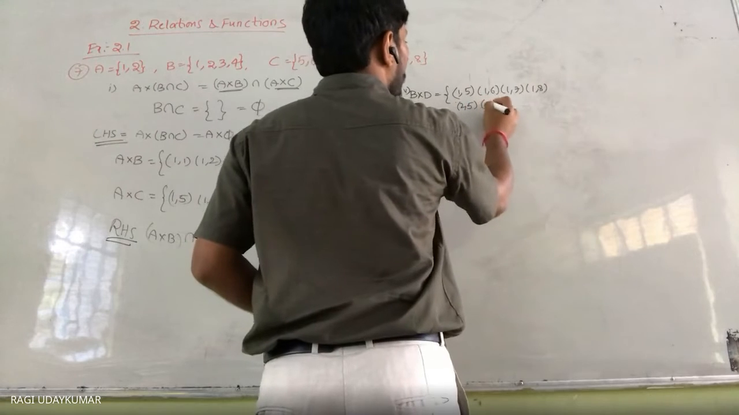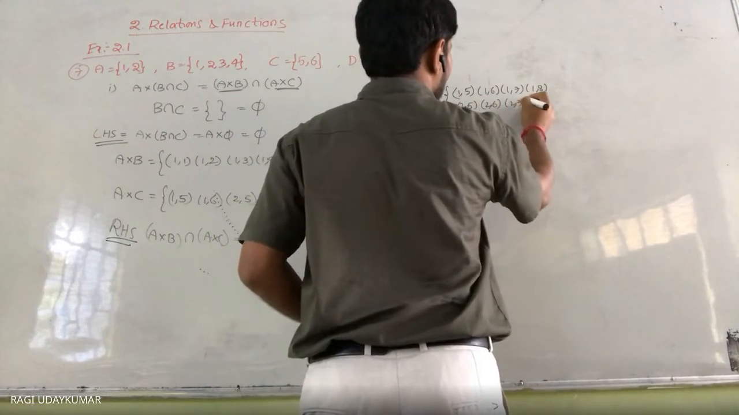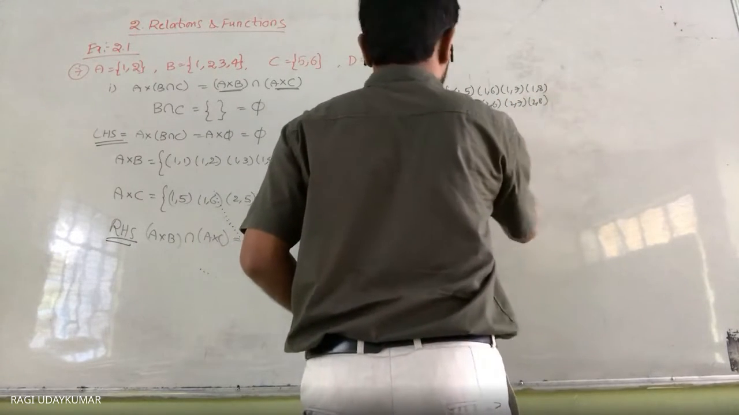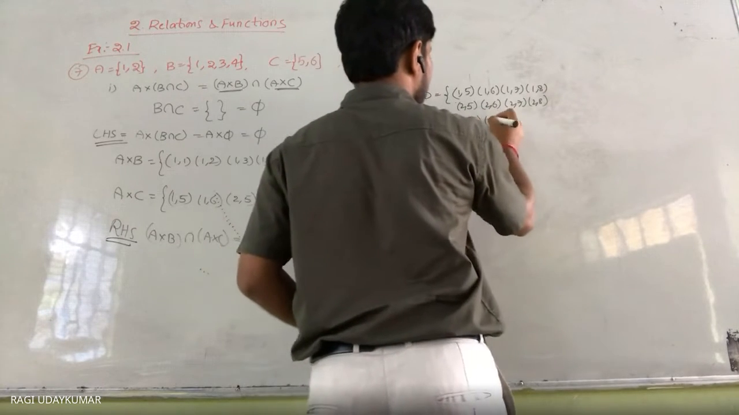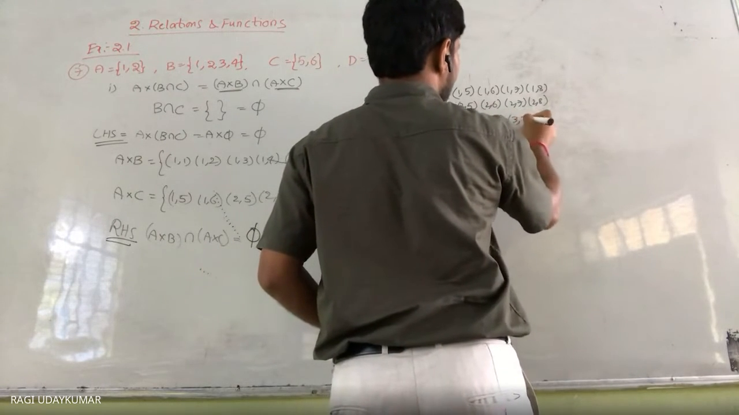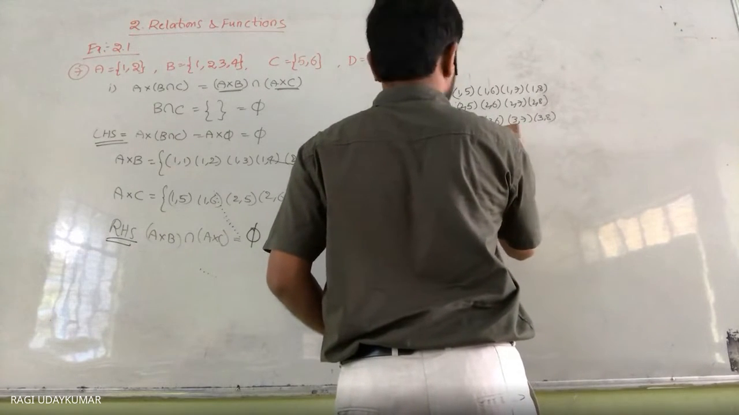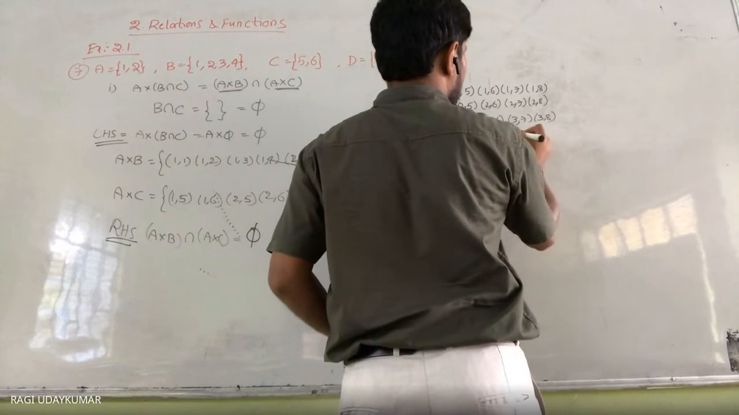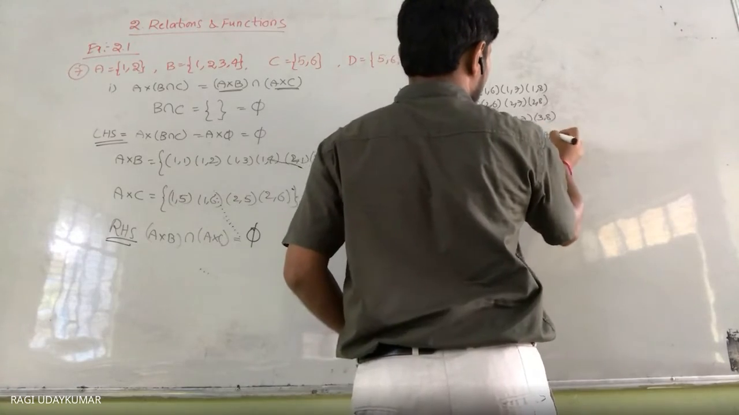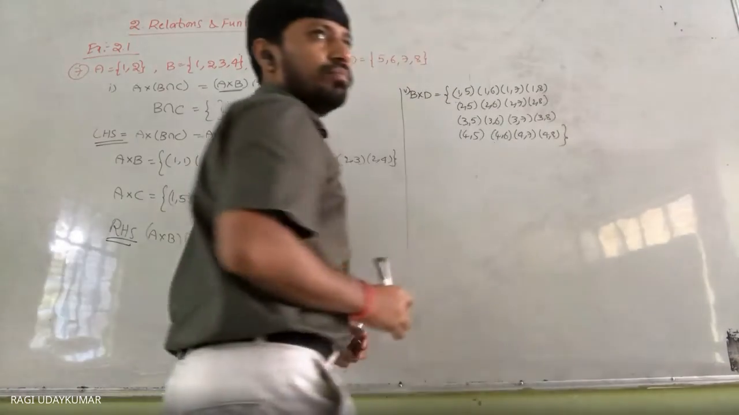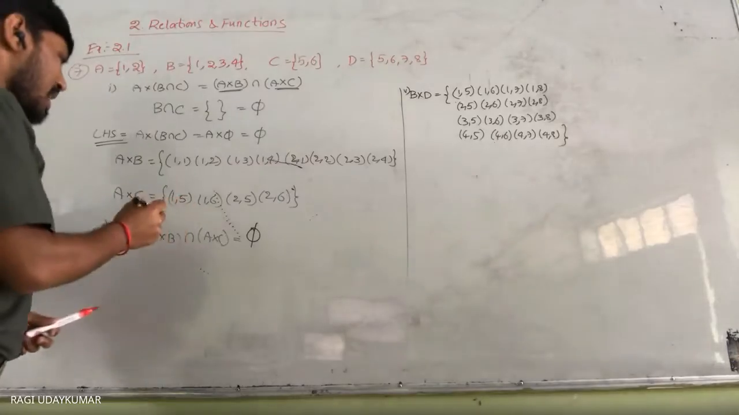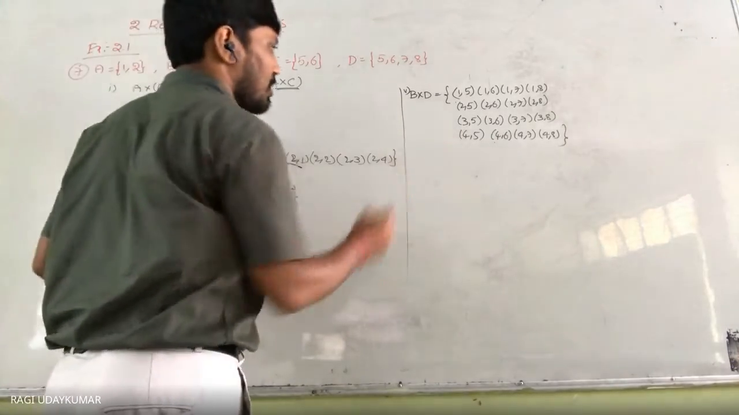2,5, 2,6, 2,7, 2,8. 3,5, 3,6, 3,7, 3,8. 4,5, 4,6, 4,7, 4,8. This is B cross D, isn't it? Now all these elements, are they present in this or not?